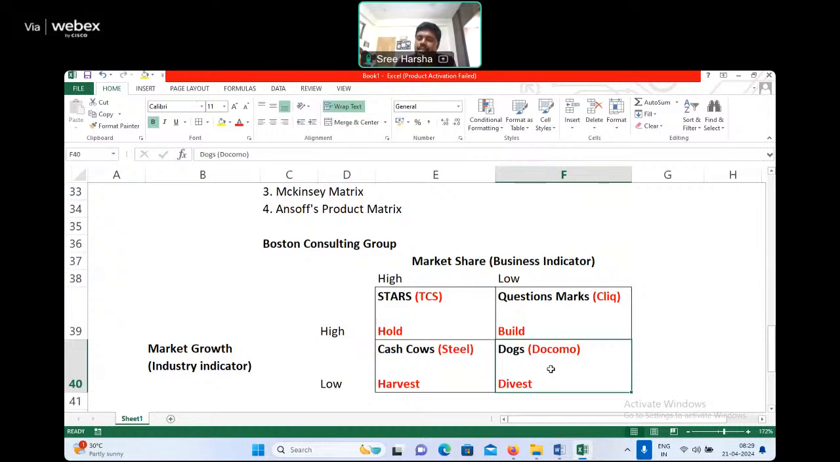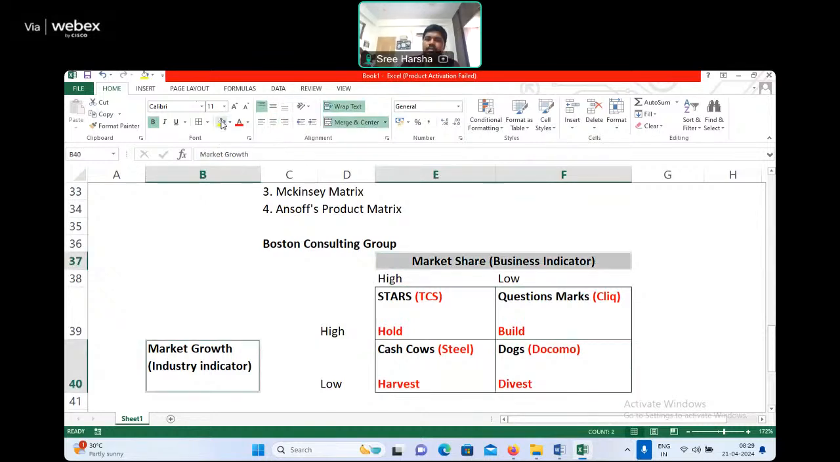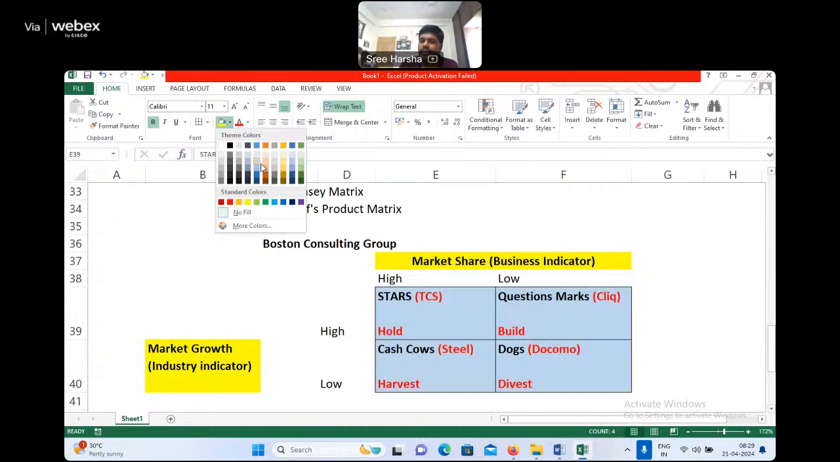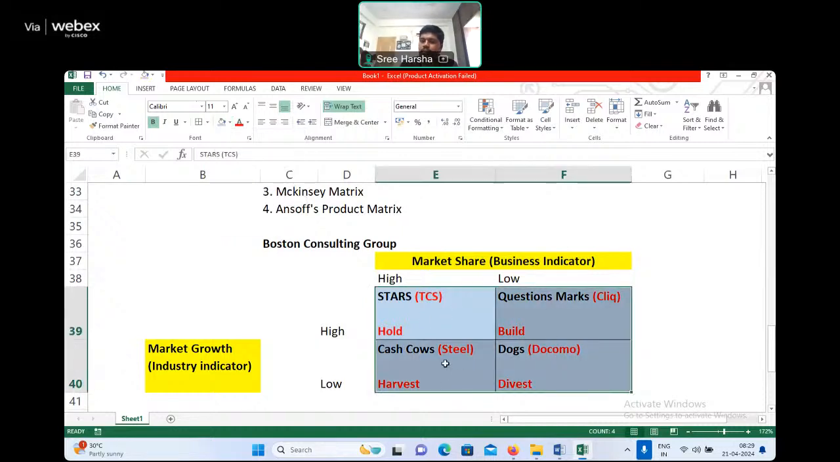So finally, BCG says, take your portfolio. Based on 2 factors, classify all the businesses into 4 categories. The 2 factors are market growth and market share. Based on these 2 factors, classify all your businesses into 4 categories: stars, question marks, cash cows, and dogs.